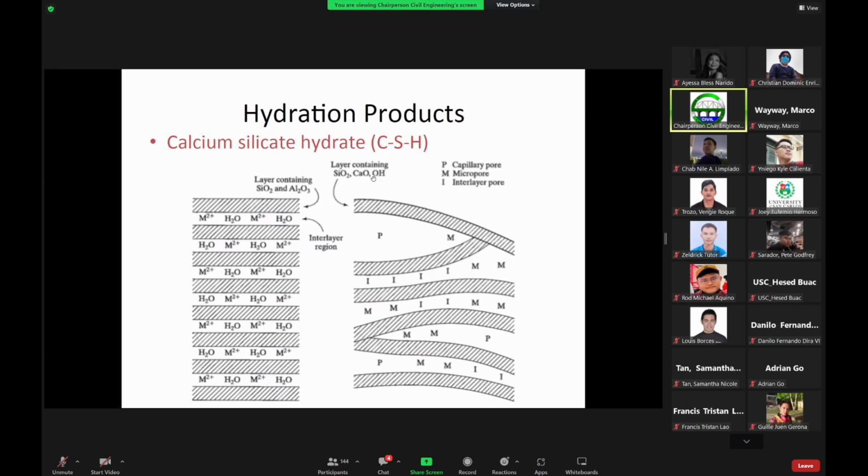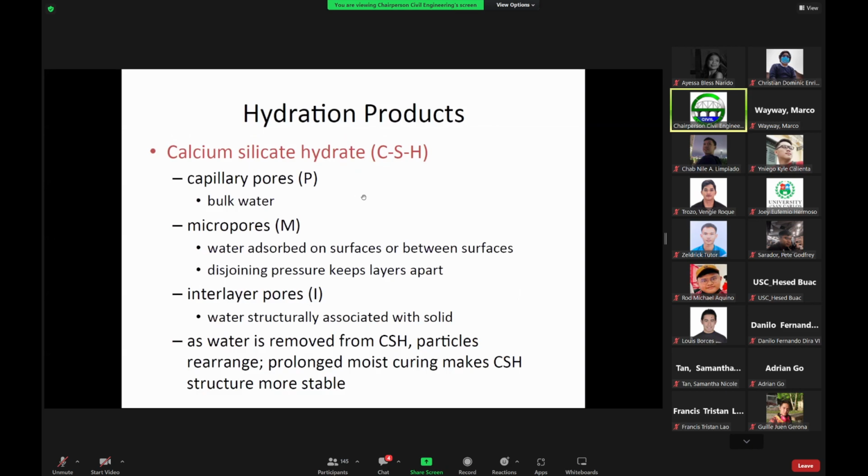So your CSH behaves similarly. When you wet and dry your CSH, the sizes of these pores also keep changing. These shaded parts are your sheets. It is the space in between the sheets that will dictate the porosity of your CSH. So again, here in the next slide, we've got your capillary pores, micropores, and interlayer pores.